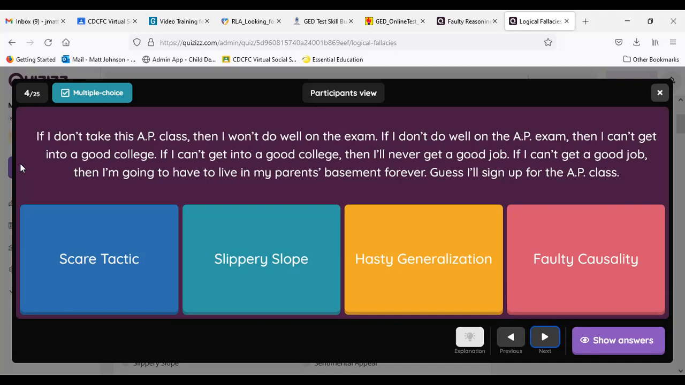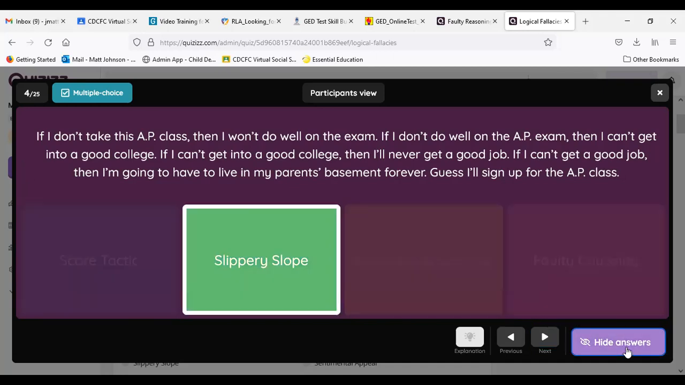Is it slippery slope? I believe it's slippery slope. Let's see what it says here. Yeah, so slippery slope, right? And you could tell too, because there's this progression. A lot of times you might see that kind of idea: if I don't do this, then this will happen, and then this will happen, and then this will happen, right? So just like a slope, this cascading of events.